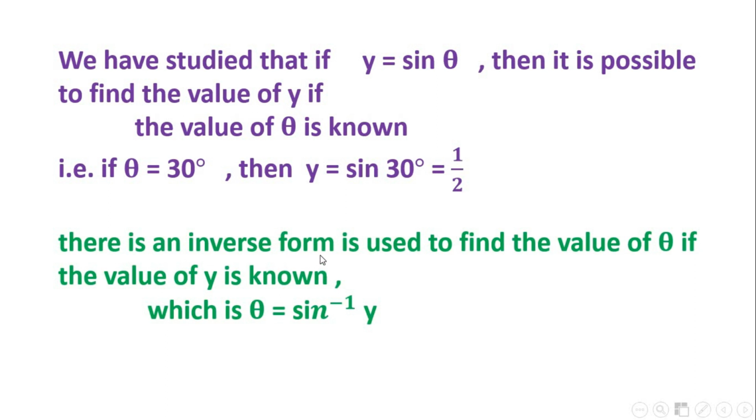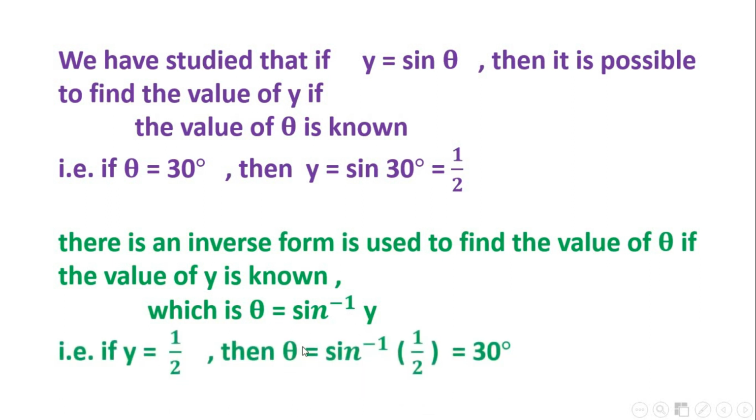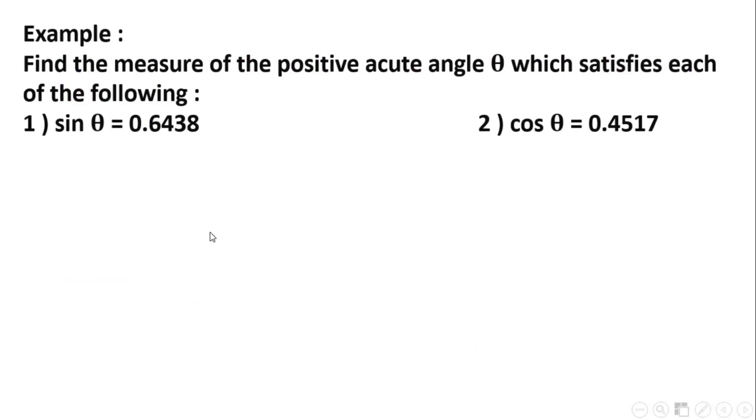There is an inverse form used to find the value of theta if the value of y is known, which is theta equals sine minus 1 of y. That's to say, if y equals half, then theta equals sine minus 1 of half equals 30 degrees.